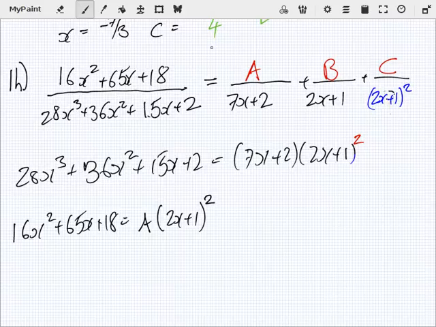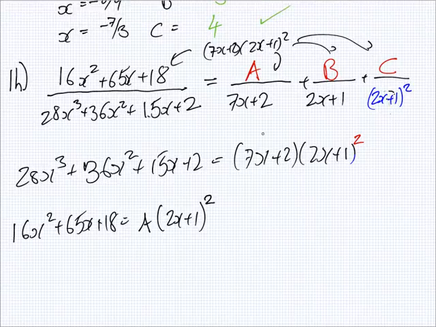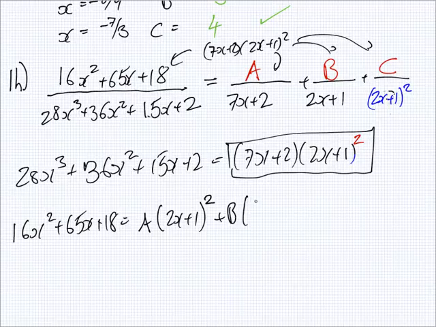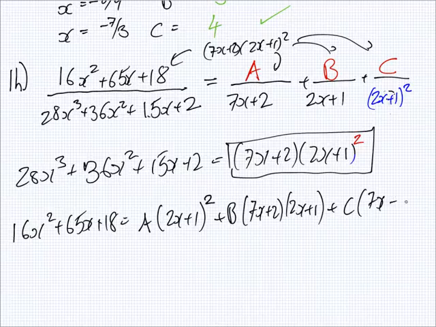Because we're multiplying everything by 7x plus 2 and 2x plus 1 squared. That's going to multiply everything. Because those are the factors. Yeah. What's the next one? B times 7x plus 2 and 2x plus 1. And lastly, C times 7x plus 2.